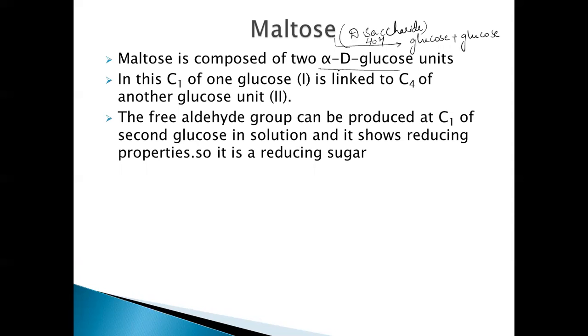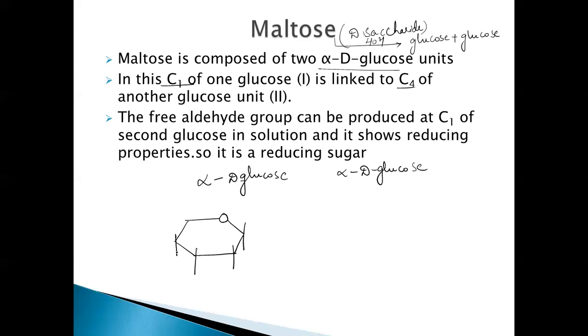So what are those two molecules here? Alpha glucose. So alpha D glucose here is linked to another alpha glucose by means of a glycosidic linkage, at which carbon atom? C1 of one glucose and C4 of another glucose. So let me write the Haworth projections of this alpha glucose. So this is an alpha glucose, right?